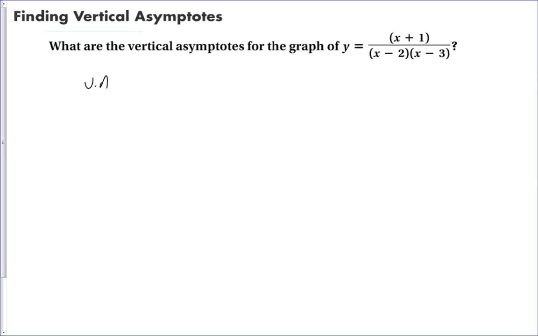Because vertical asymptotes, VA, only occur when your denominator, I'm just going to put denominator equals 0, okay? So here we have x plus 1 over x minus 2 times x minus 3. So our vertical asymptotes only occur when the bottom of your function equals 0, okay? Only when the bottom equals 0.